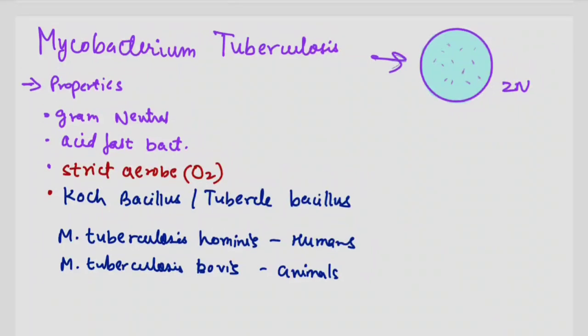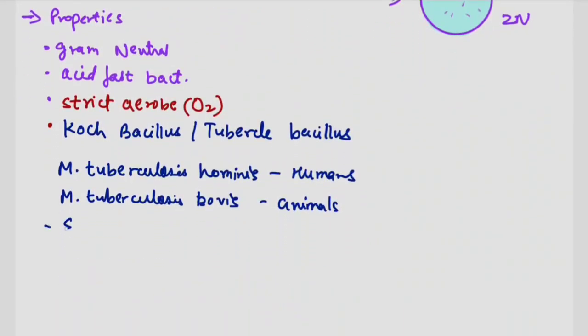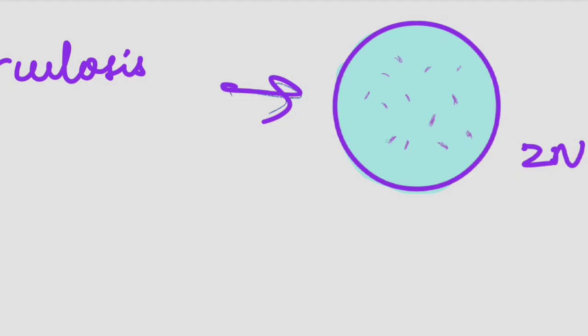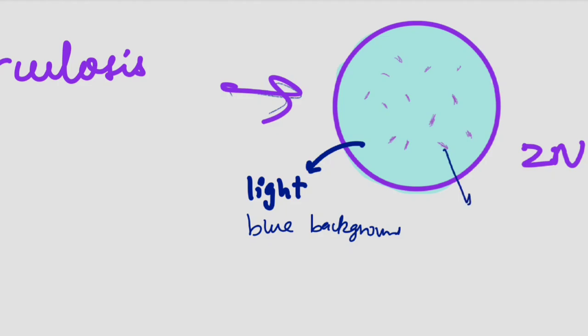Now let's discuss its shape. It is a rod bacillus and slender. As you can see, we will see this in the microscope: a light blue background and pink slender bacteria.